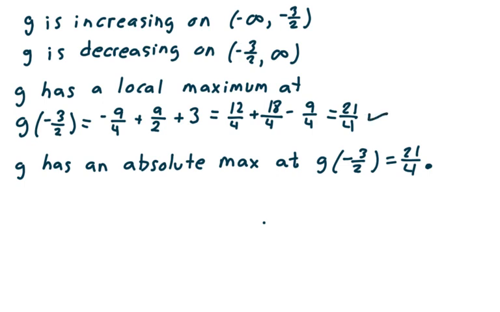And again, I want to stress, g is increasing on negative infinity to negative 3 halves. g is decreasing on negative 3 halves to infinity. And g, again, has a local maximum at g of negative 3 halves, which is 21 over 4. And it turns out g has an absolute max at g of negative 3 halves, which is 21 over 4. And so we have no local minimum and no absolute minimum.